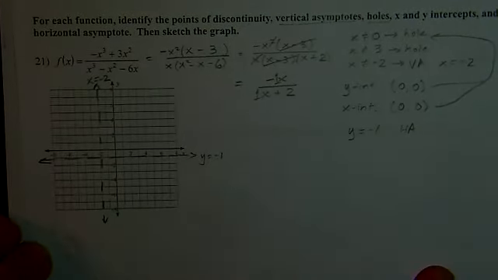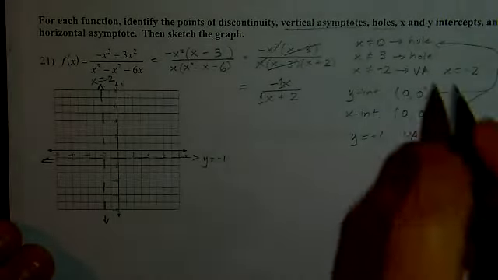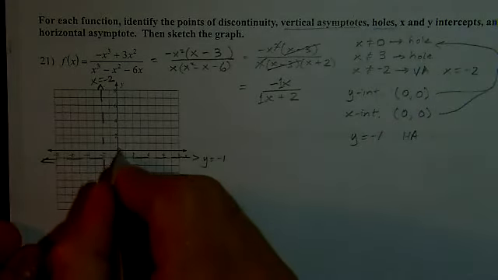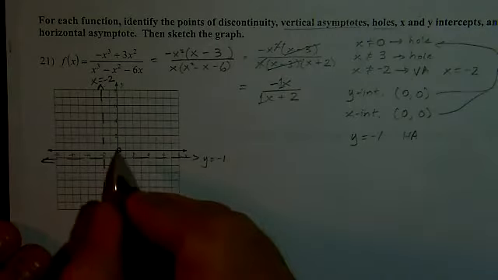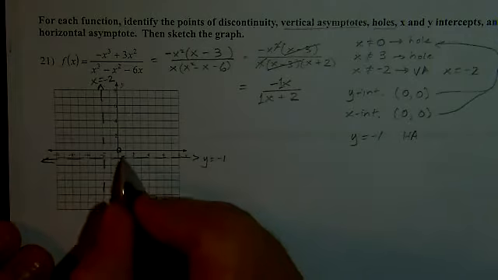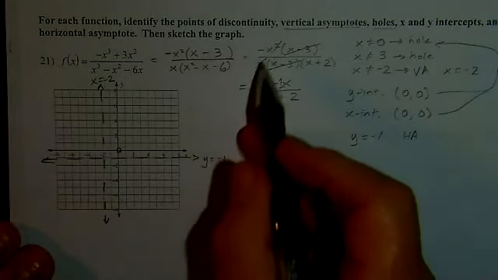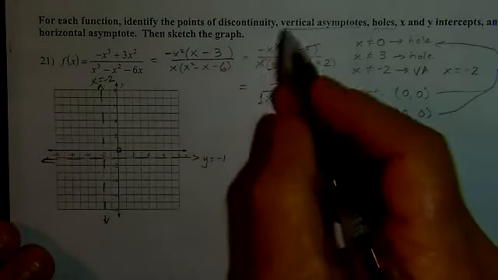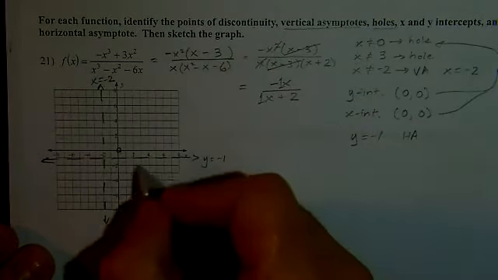We know that there's a hole at 0, 0, so we're just going to make a hole right there. What that means is the graph is going to come up on either side of that, but there's going to be a hole right there. And that again goes back to this factor that came out of this part of the function. So there's going to be a hole at 0, 0.